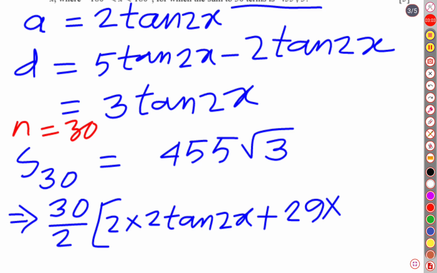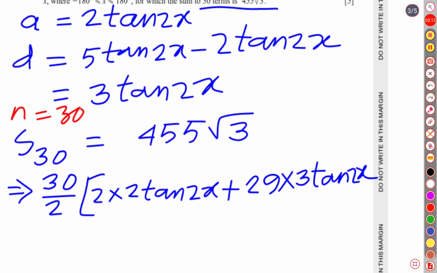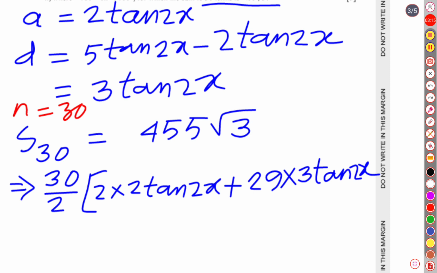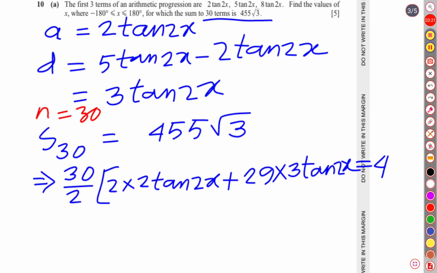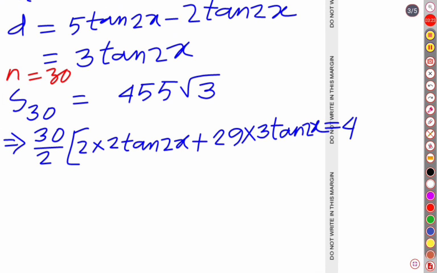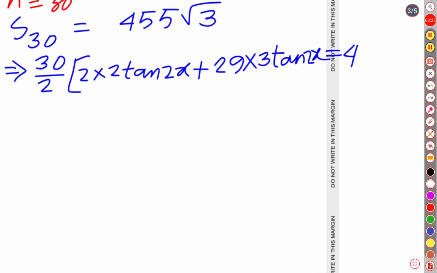What is the value of d? d is 3 tan 2x, equal to the right side. How much is our right side? Our right side is 455 square root of 3.